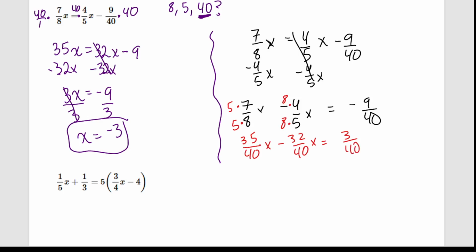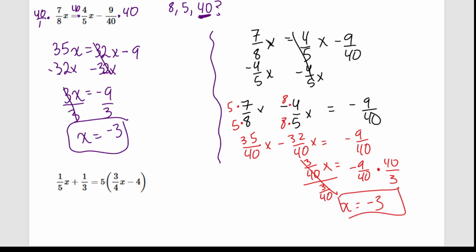Let me make that another line. 3/40 x equaling that negative 9/40. Then I would undo multiplying by 3/40 by dividing both sides by 3/40, keeping in mind that dividing by a fraction is the same thing as multiplying by its reciprocal. To be left with 40 divided by 40 is 1. 9 divided by 3 is negative 3. To be left with x is negative 3.